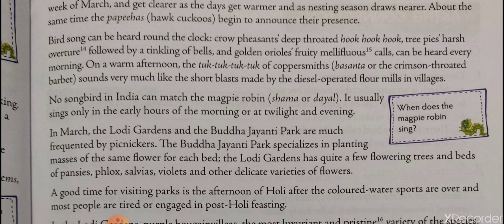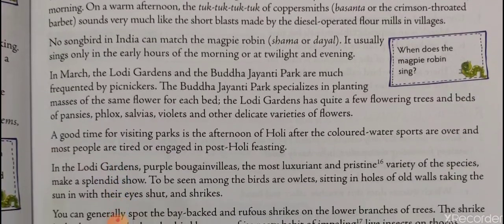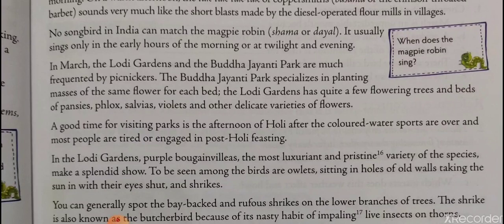Now, no songbird in India can match the magpie robin, Shama or Dayal. It usually sings only in the early hours of the morning or at twilight and evening. So now this next bird comes, whose name is magpie robin. So in Hindi we call it Shama or Dayal, right? This bird always sings either in the starting of the morning, like in the dawn, or at the dusk, like in the evening, when it starts to get dark.